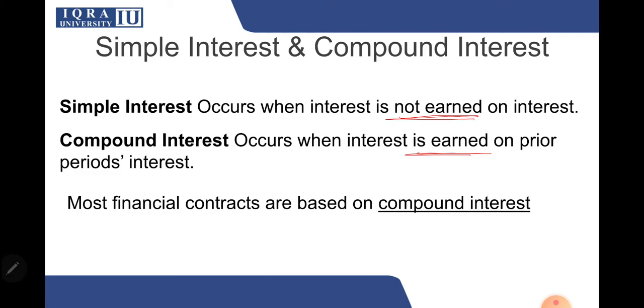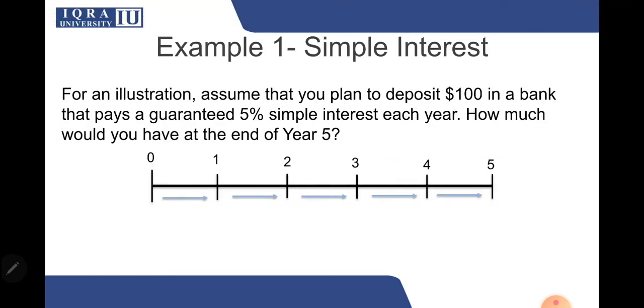Now we will discuss both simple and compound interest, but later on majority of your questions by default will be of compound interest. The reason being that most financial contracts are actually based on compound interest. So the calculations that you will be doing later on will be based on the concept of compound interest, but you need to be clear about the difference between simple and compound interest. So over here is an example.